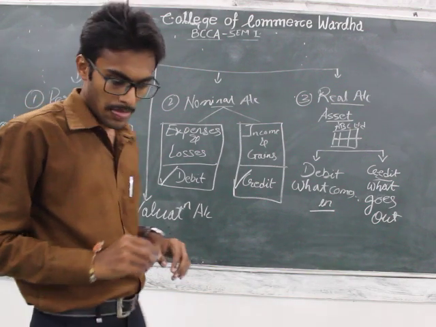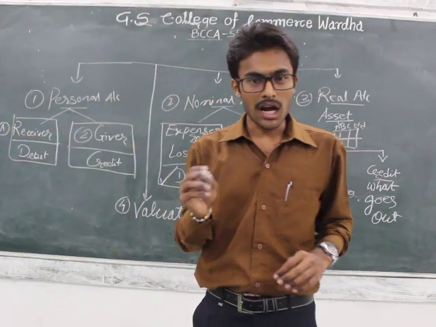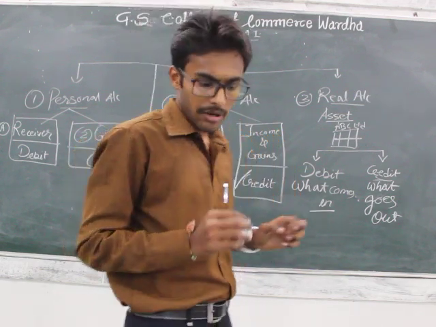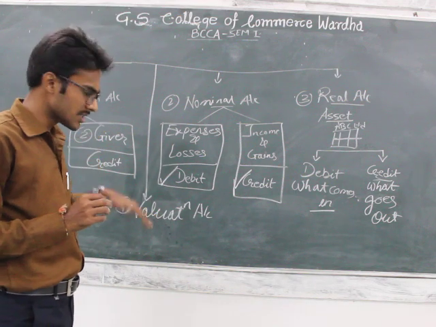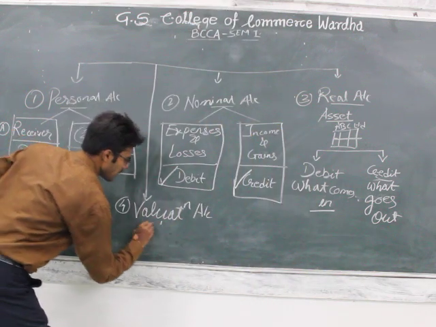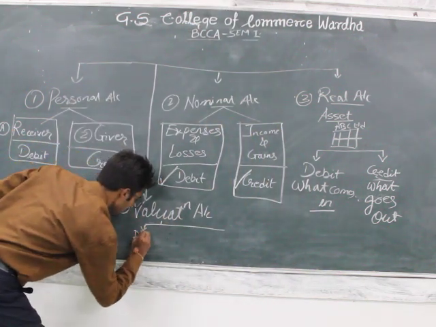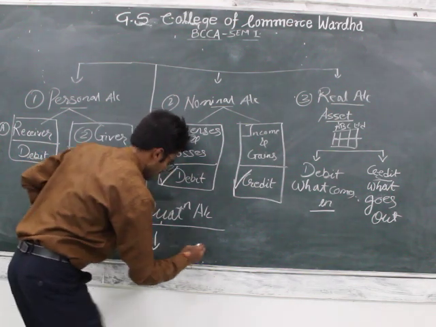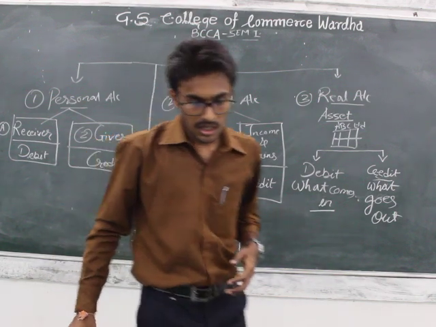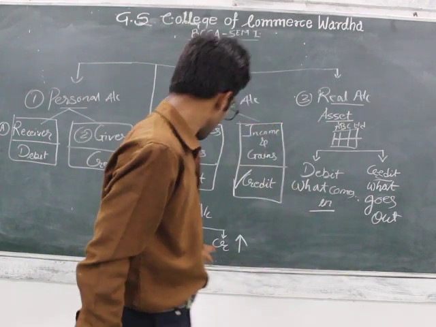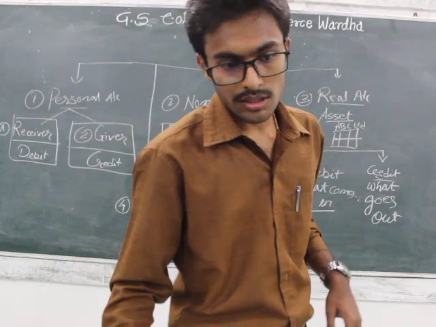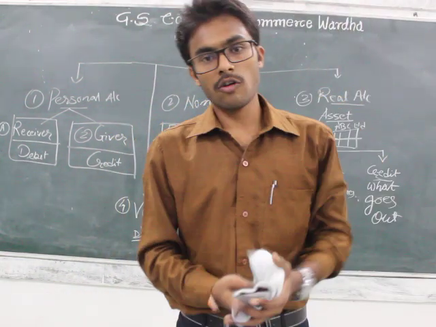The valuation account says debit when the account is decreased, and credit when the account is increased. Again, two things: debit when decreased, credit when increased. Credit in case of increase, debit in case of decrease. This is all about our golden rules of accounting.